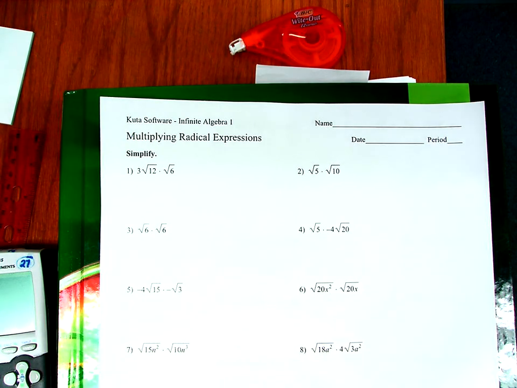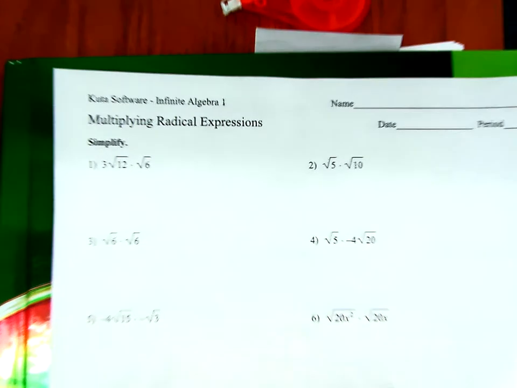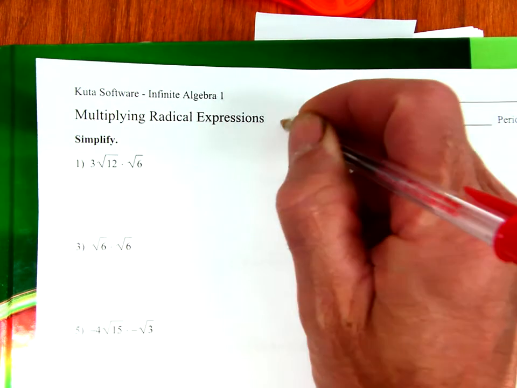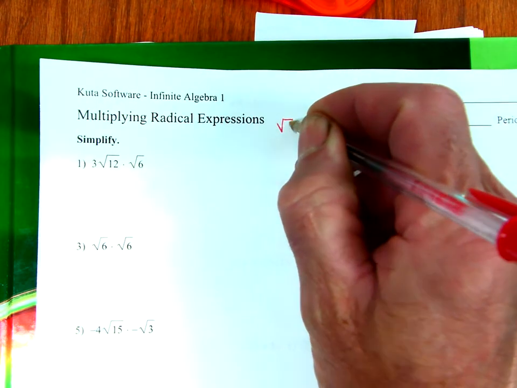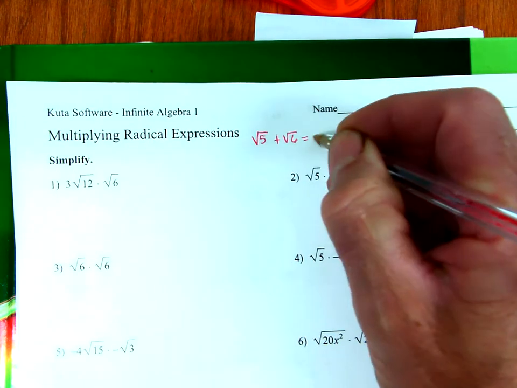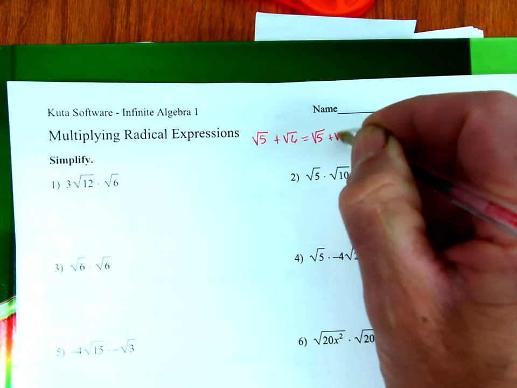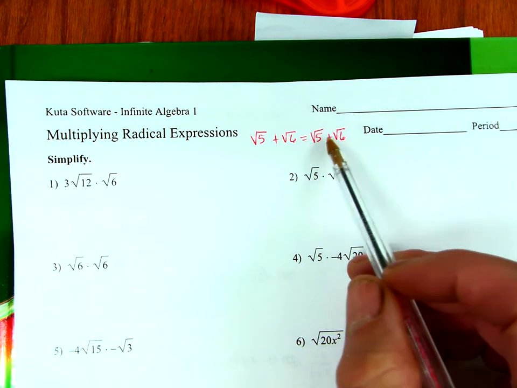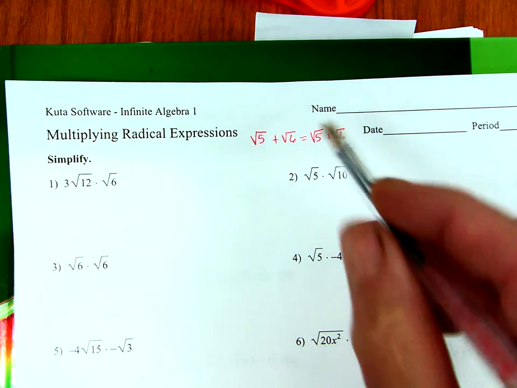Now this is going to be a short, brief lesson on multiplying and dividing radicals. What we found, hopefully, when we added or subtracted with radicals, is that the radicals had to be the same. In other words, square root of 5 plus square root of 6 could only equal square root of 5 plus square root of 6, because the radicals were different. We could not combine them together.